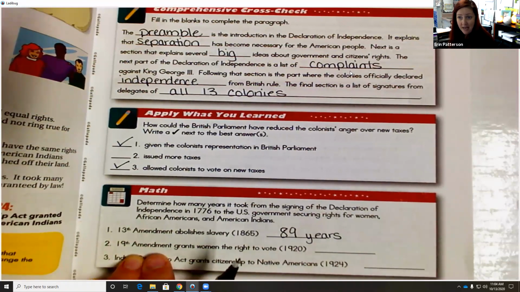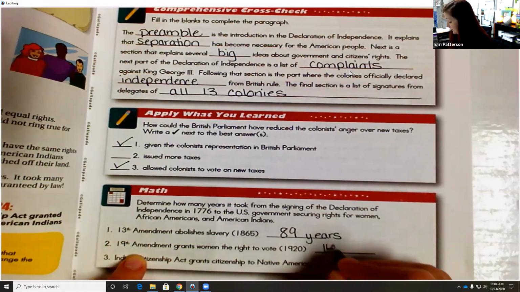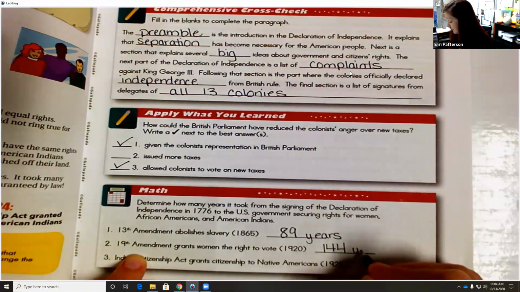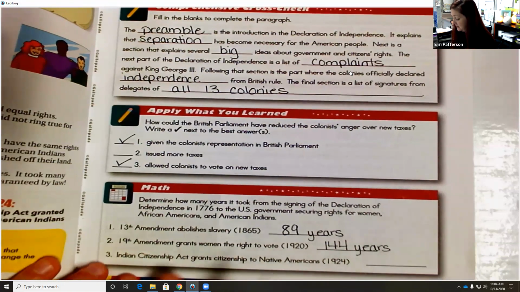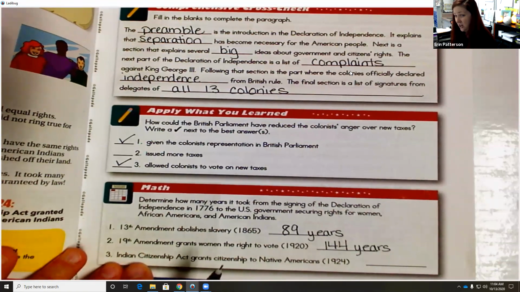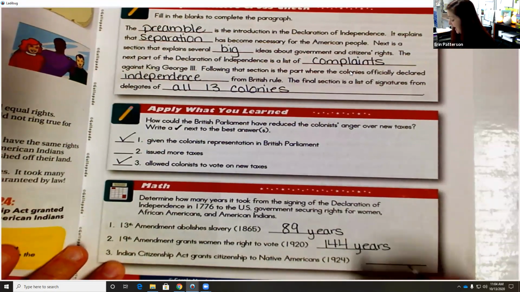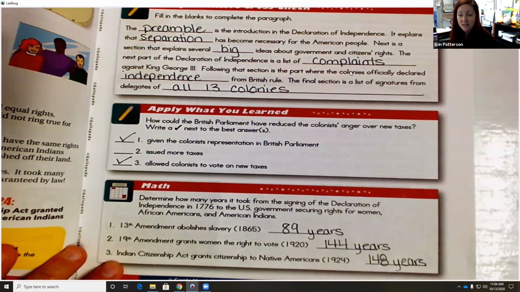In order for women to have a vote, I know it said all men, but it said it was human rights. It took 144 years after the Declaration before women got the right to vote. And then this last one, it took 148 years before Native Americans were considered citizens and protected under our government.